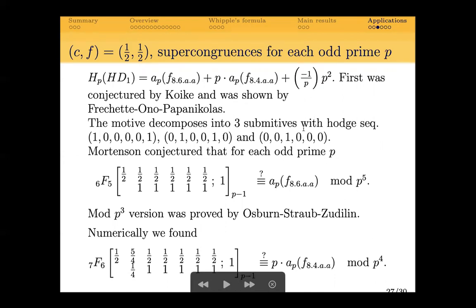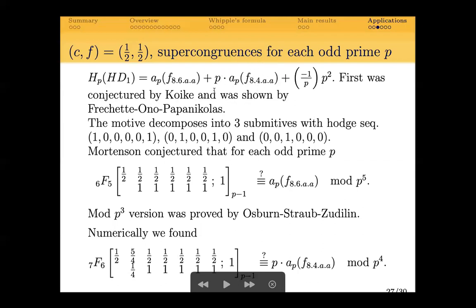And now according to the philosophy of David Roberts and Fernando Rodriguez Villegas, you expect the truncated hypergeometric function and the leading term coefficient to agree modulo p to the 5 because of the Hodge number gap. In particular, the conclusion was actually shown to be true modulo p to the 3 by Robert Osburn, Armin Straub, and Wadim Zudilin. And numerically, we also identify the p's for the middle guy over here.